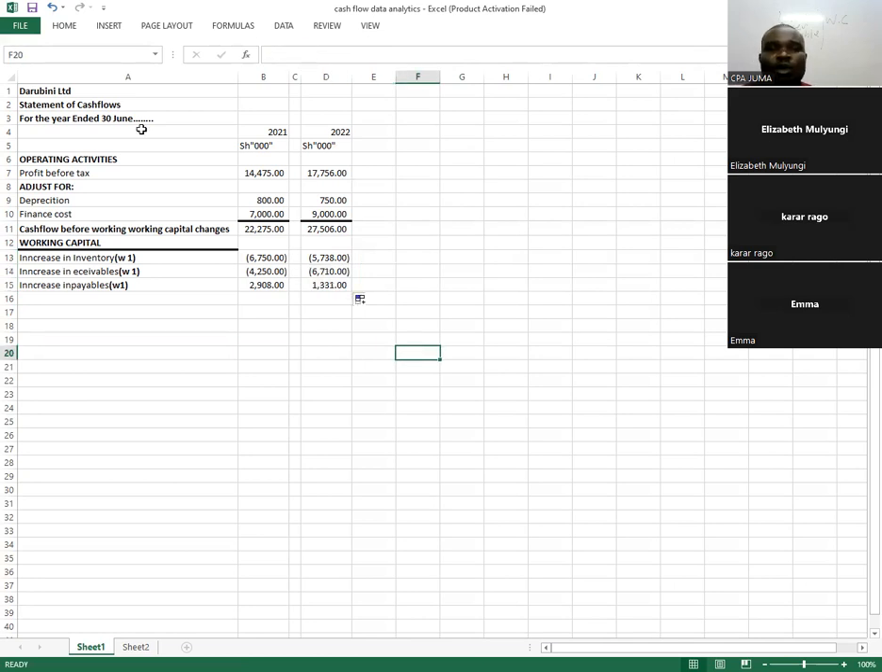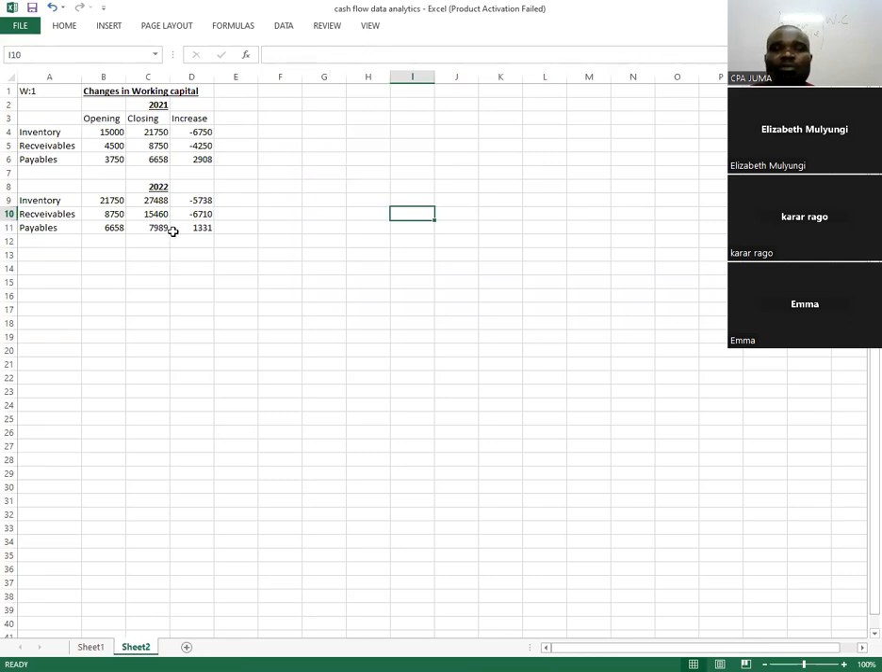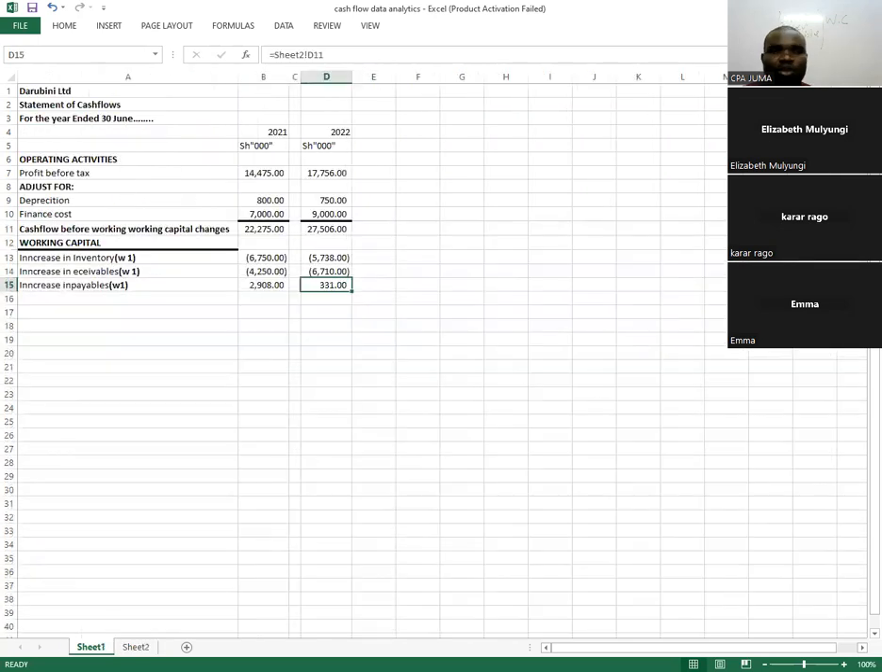So when you check, let me work with the payables. For example, the 1331. If you realized in workings, maybe we messed something here. Instead of 66.58, we wrote 76. So if we change anything here, it takes this one to 331. When you go back, you will also realize this one changes automatically. So once you link, any change on the other side will change this other side.